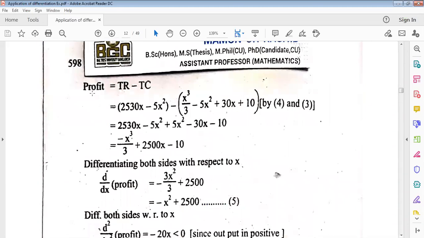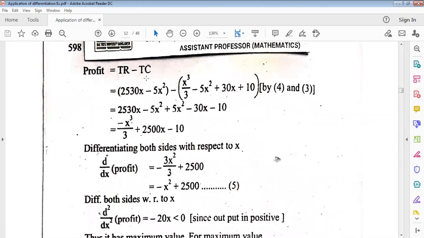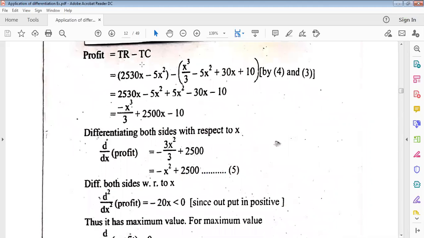Now profit equals to what? Total revenue minus total cost. Total revenue, what? This one, from equation number 3. Now total cost, equation number 4. Just subtracting, and we get this result: minus x cube by 3 plus 2500x plus 10. This is the profit. P equals to this profit.